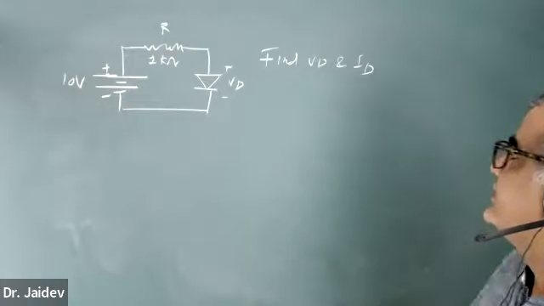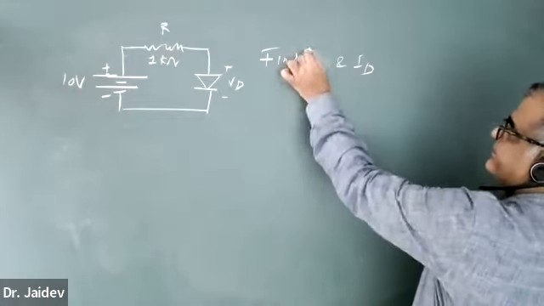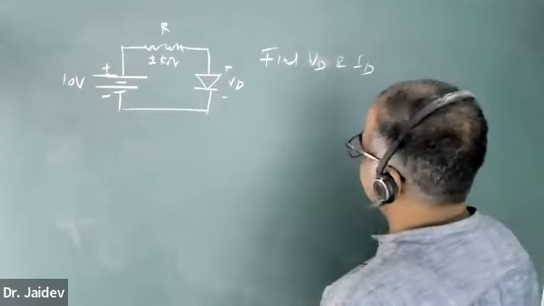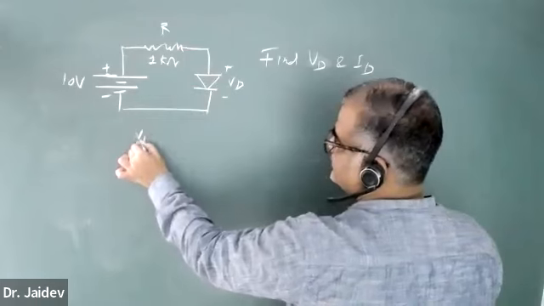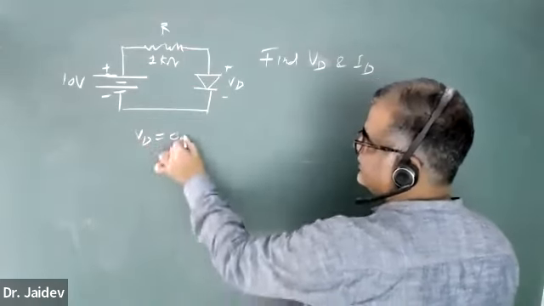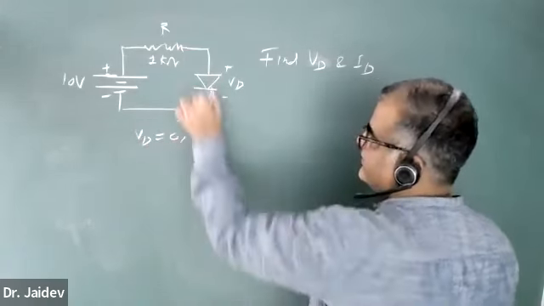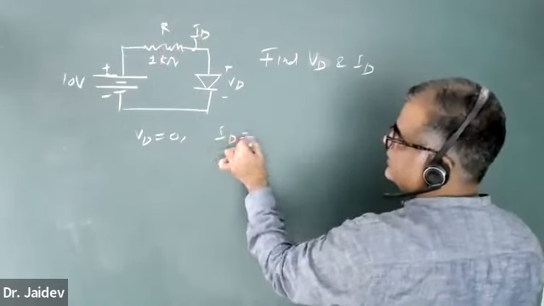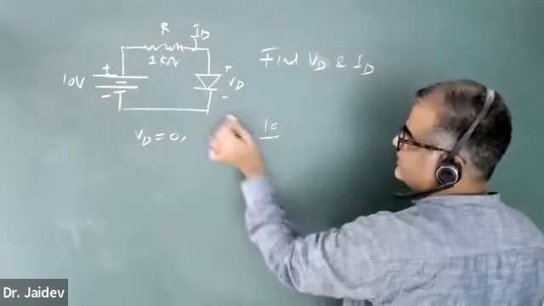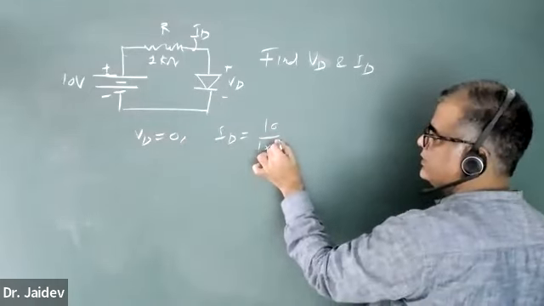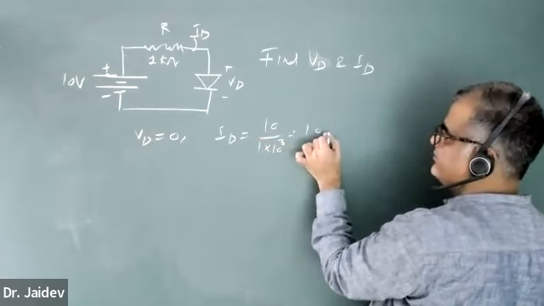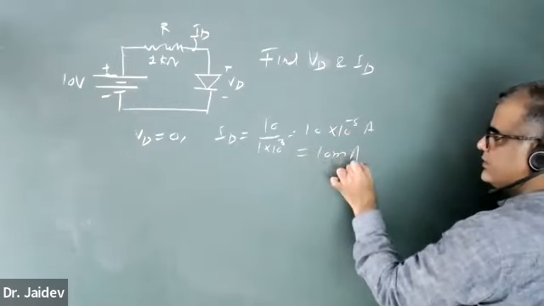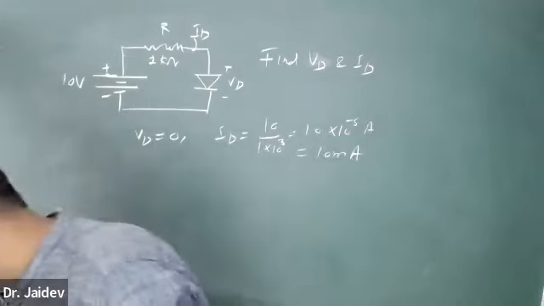What is the VD and ID? VD is zero. Very good, because this is a short circuit, VD is zero. And ID? Current ID is 10 milliampere. Very good. So ID is 10 volt over a resistance of 1 kilo ohm, so that is 10 milliampere.